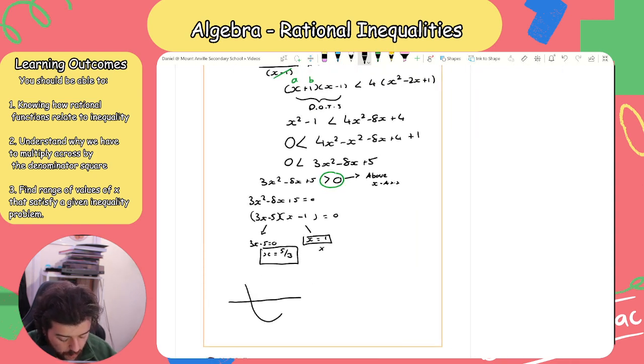Plotted out, I have 5 over 3, which is bigger than 1, so that's my rightmost root. And 1 is my smallest one, so that's my leftmost one. I'm looking for the values above the x-axis, remember? So I'm looking for these ones. If I want to go over here, x has to be less than 1. And if I want to go over here, x has to be greater than 5 over 3.